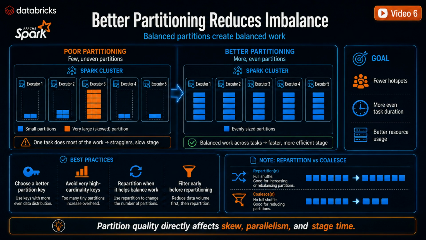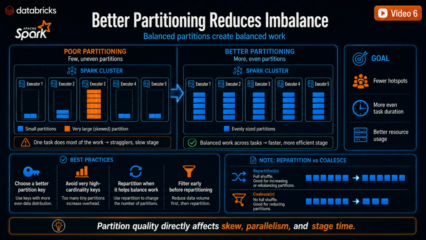The key is to choose partition columns carefully. Use keys with better data distribution. Avoid very high cardinality keys that create too many tiny partitions, and avoid keys where one value dominates the data. Filter early before repartitioning, so Spark moves less unnecessary data.